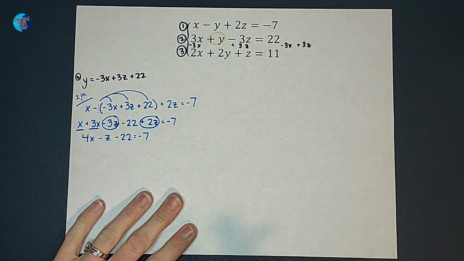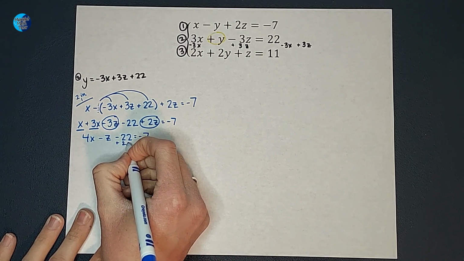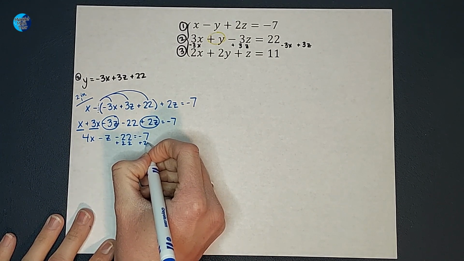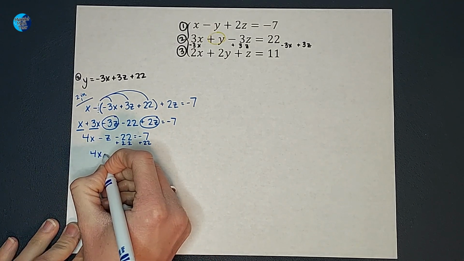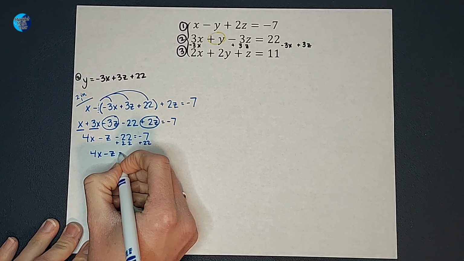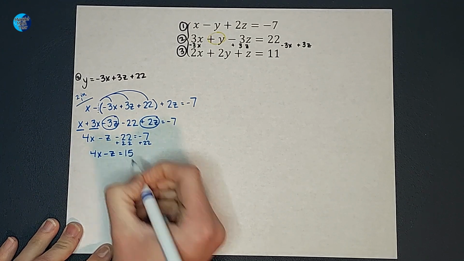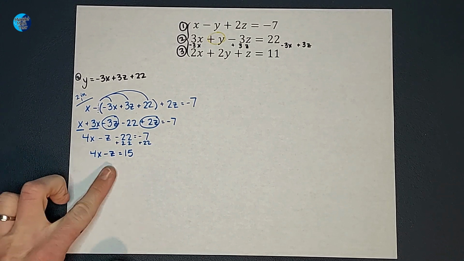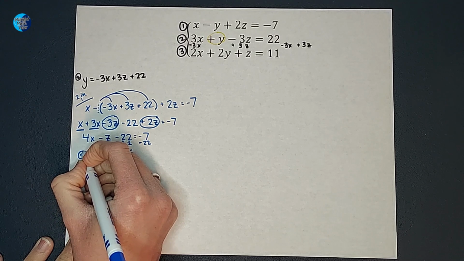All right, now I want all my variables on one side, my numbers on this side, so we kind of look like these guys up here. So all I need to do is just add 22 to both sides. So then I have 4x minus z equals negative 7 plus 22 is 15. Whew! Okay, guess what? We are going to call this equation A.